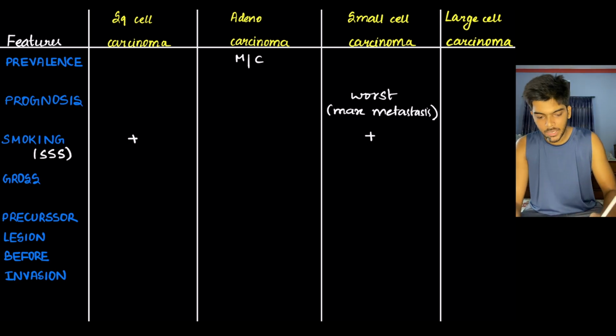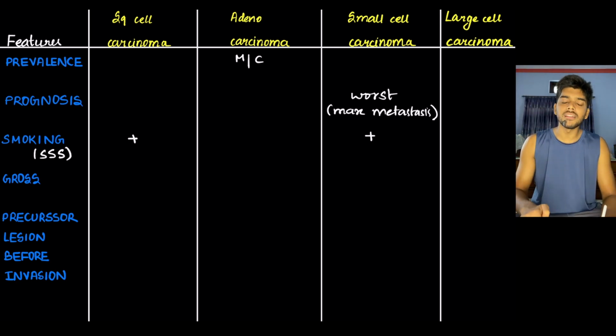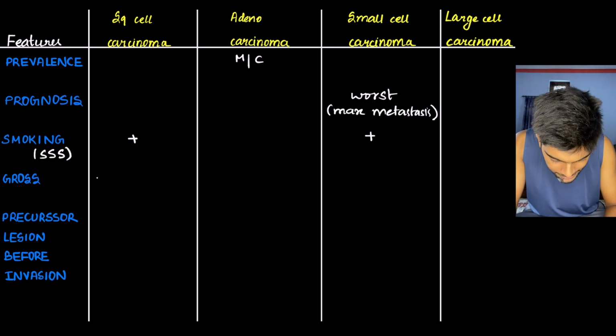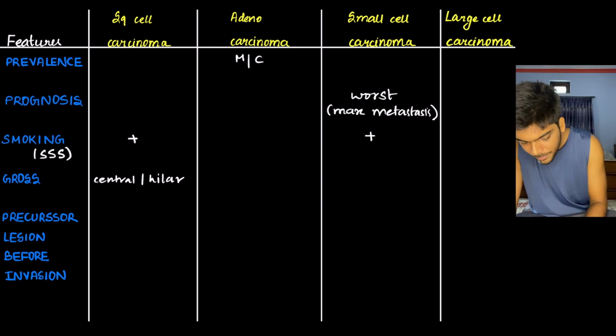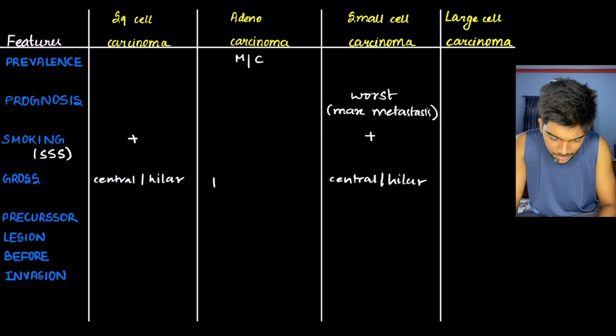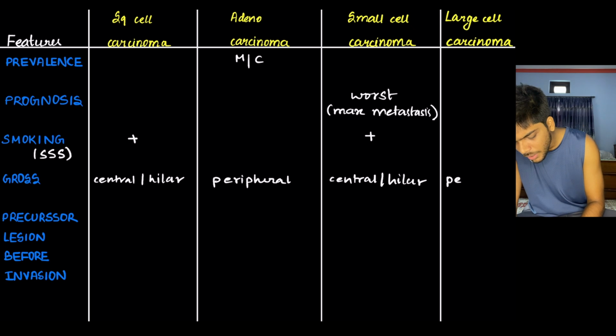Gross feature. So grossly, lung cancers have broadly 2 types. First, the central or hilar type is found in squamous cell carcinoma. The central or hilar type is also found in small cell carcinoma. In the rest, that is in adenocarcinoma, you have peripheral type. In large cell carcinoma also you have peripheral type.